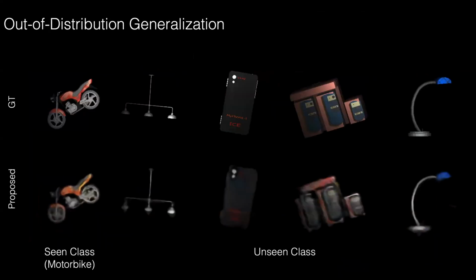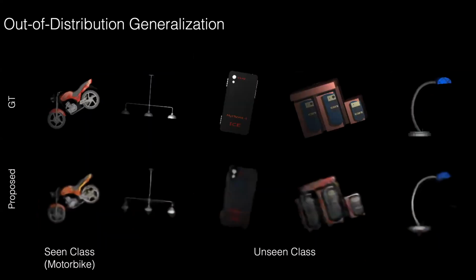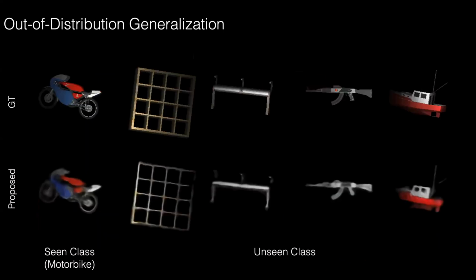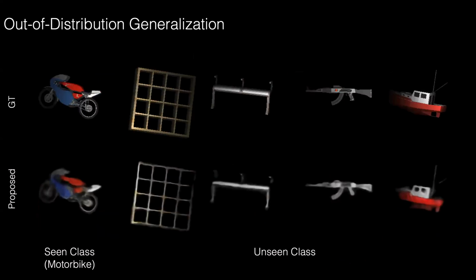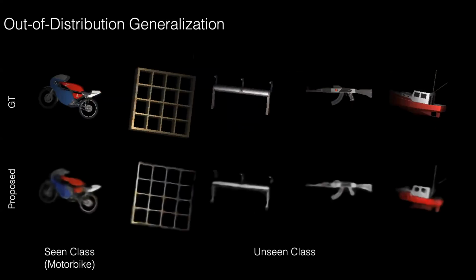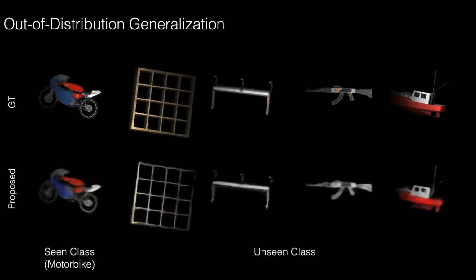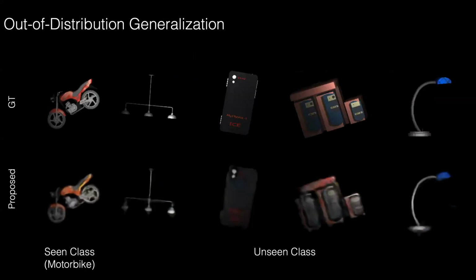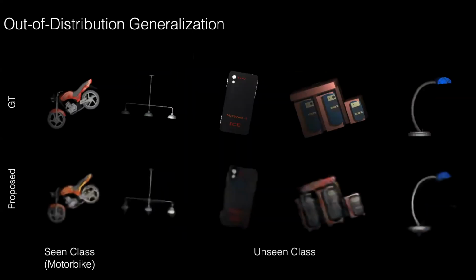Here, we test the model's generalization ability on simulation data. Specifically, we train a model only on the motorbike class, shown on the left. On the right, we show test results on completely unseen classes, such as airplanes, chairs, and lamps, validating that the method generalizes to unseen classes.